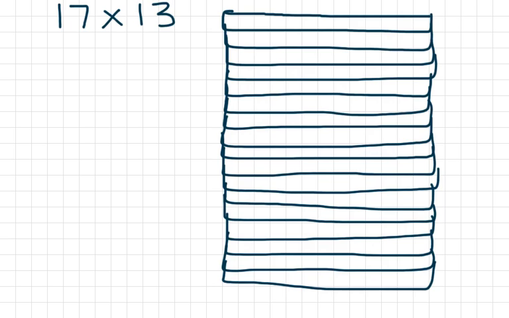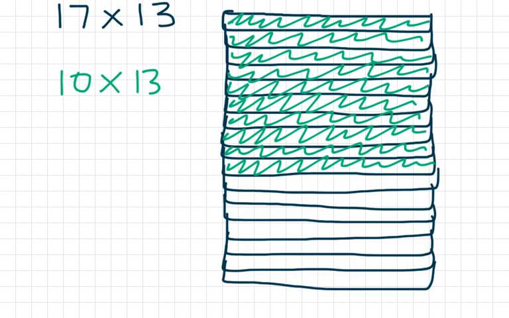So to do this, I would choose 10 groups of 13, which I've coloured in with green. So here I've got 10 rows that I've coloured in, and I've chosen that because I feel confident with my 10 times tables, and I feel that I can solve 10 times 13 quite easily.